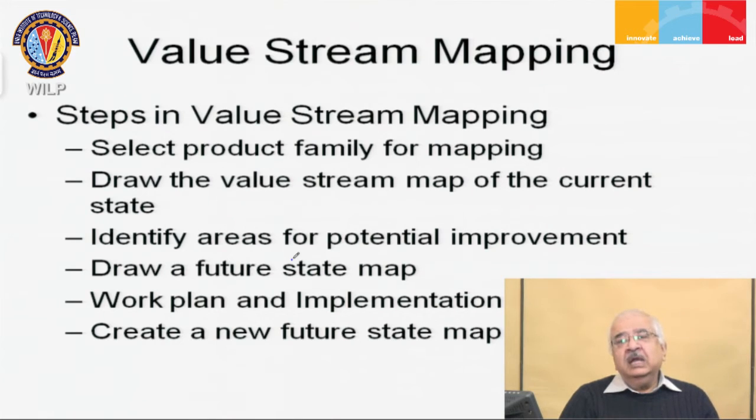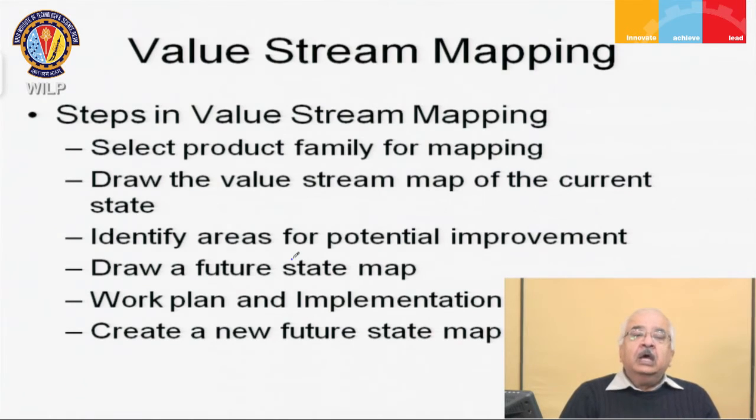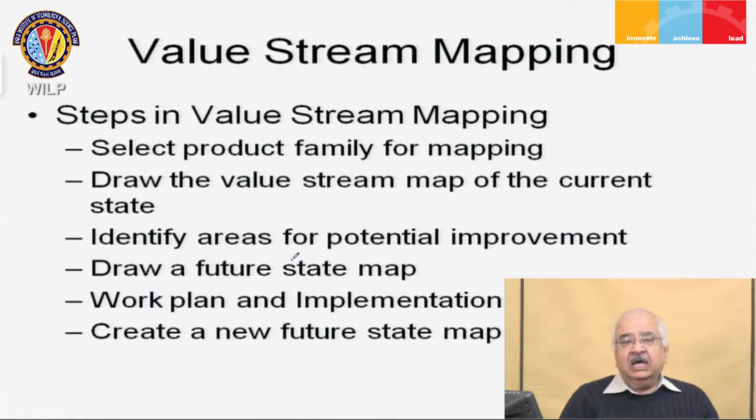Once you have created a current state map for this product family, you then would ask yourself the question, what is wrong with this particular value stream map, or as the phrase goes, what's wrong with this picture? Okay, so essentially you would analyze and try to identify areas for potential improvement, and using some of the principles of lean, as we will be talking about in the next class, you would then generate a future state map, which is saying what should the value stream map look like. Okay, what should ideally a value stream map look like?